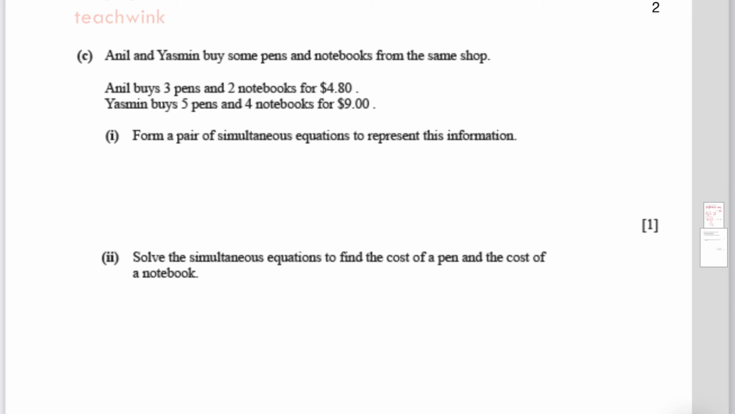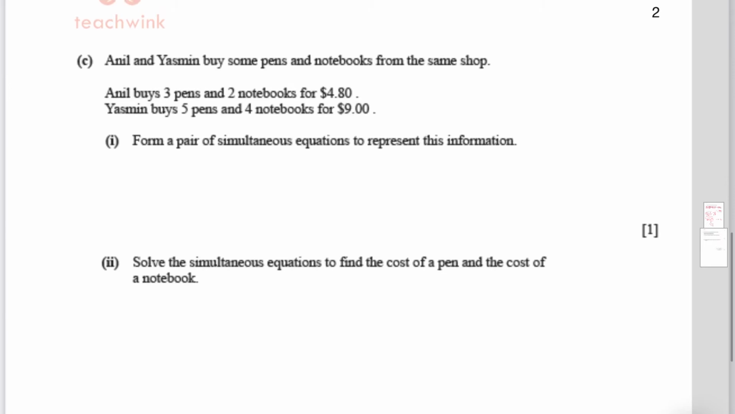Anil buys 3 pens and 2 notebooks for $4.80. Yasmin buys 5 pens and 4 notebooks for $9. Okay, so what do we have to do? First part, C, part 1 says, form a pair of simultaneous equations to represent this information. Let's say that the pens are represented by P and the notebook is represented by N.